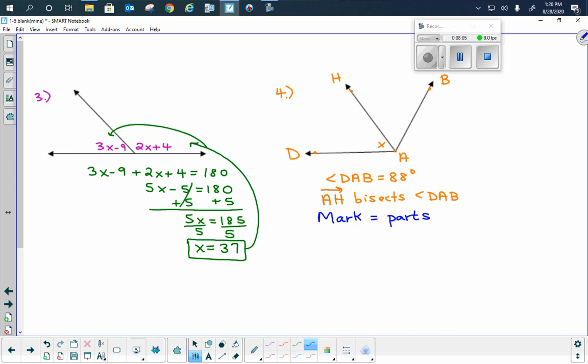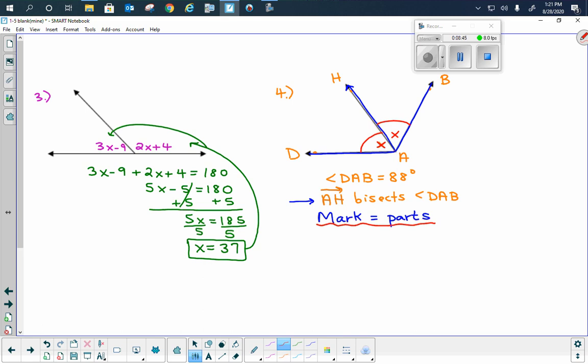So here we go. I know that if AH is cutting through the middle of this whole angle DAB, then the marking of equal parts would be that this part equals that part. You should be ready for that from the last section. Well, if those two are equal, then if this is called X on the left, can't I also call this X on the right? If they're equal, call them the same thing. Well, then I'm ready to write an equation.